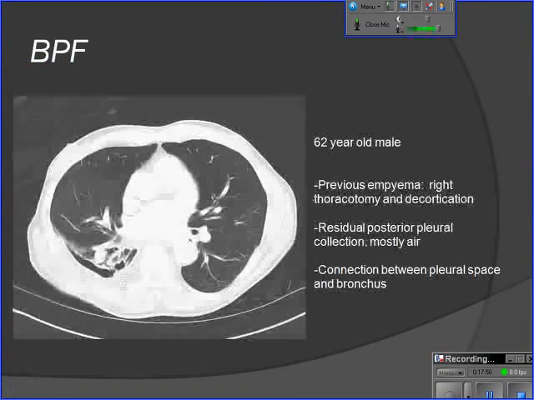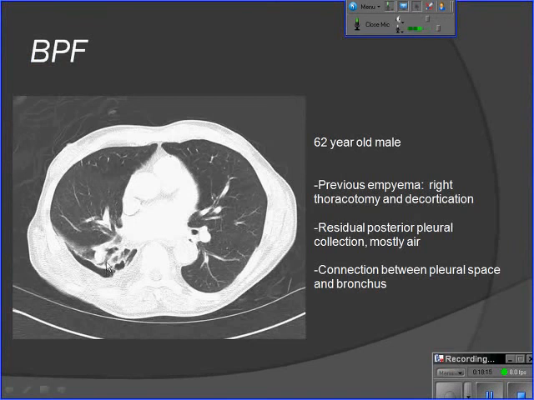This is an example from our institution of a 62-year-old male, previous empyema on the right, previous right thoracotomy and decortication. And so you can see that there's this pleural air-filled collection, and faintly you can see that there's a communication between the airway and the pleural space, and this is a chronic finding.